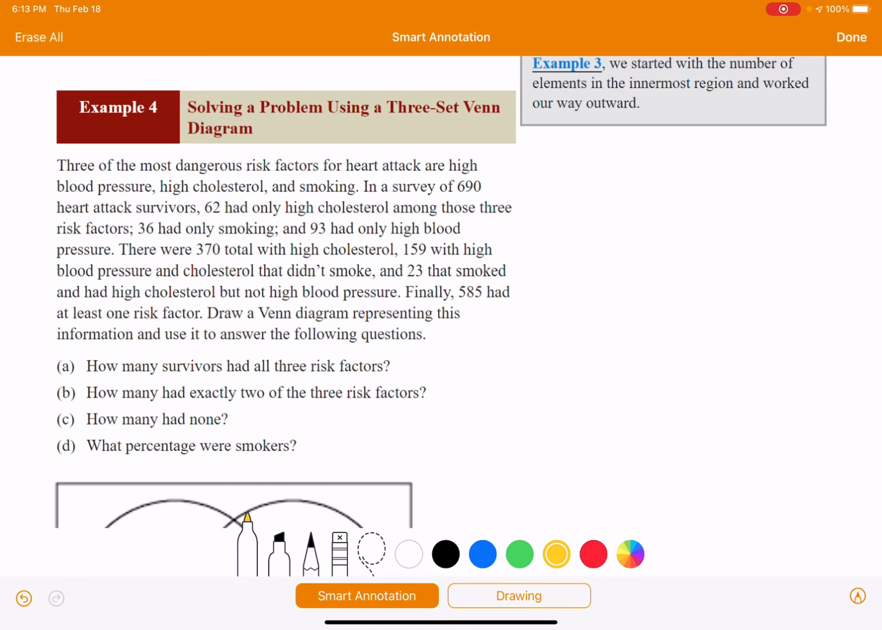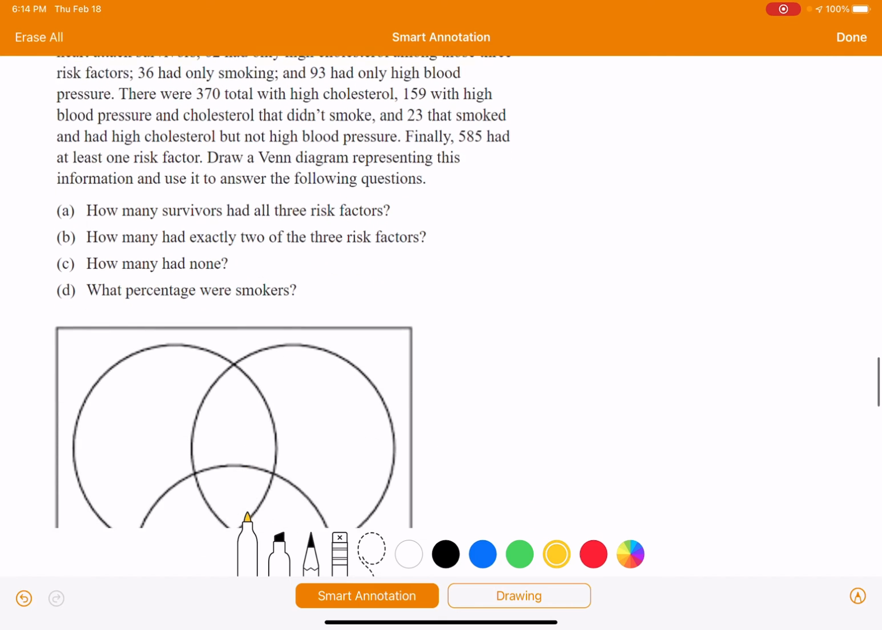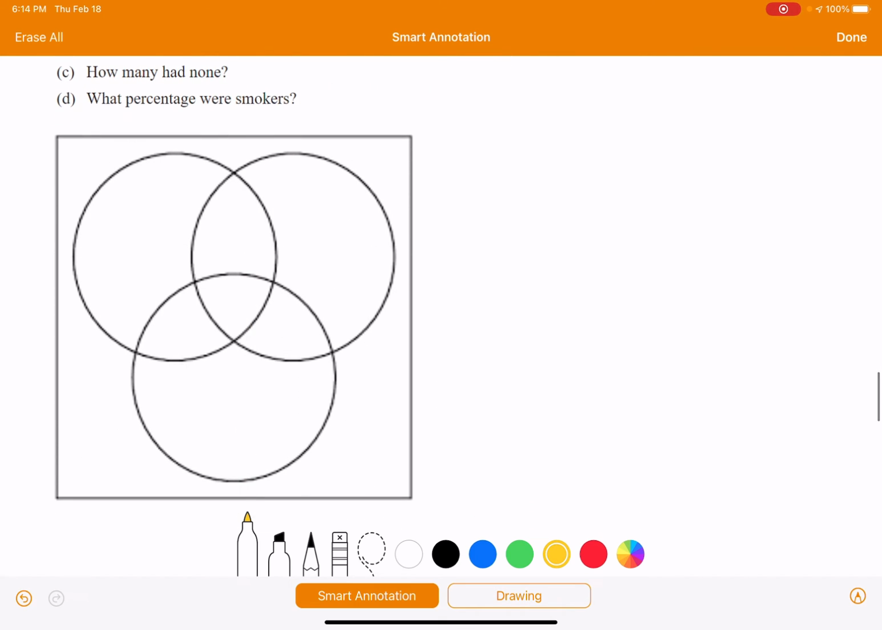Draw a Venn diagram representing this information and use it to answer the following questions. All right, let's start with our Venn diagram, okay? This problem is a little different from the previous because we're not given the number of people in the intersection of all 3 sets. The good news is that we're actually given the exact number in 5 different regions.